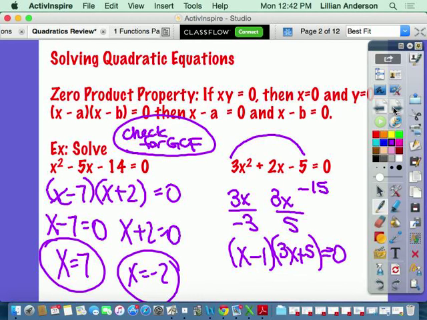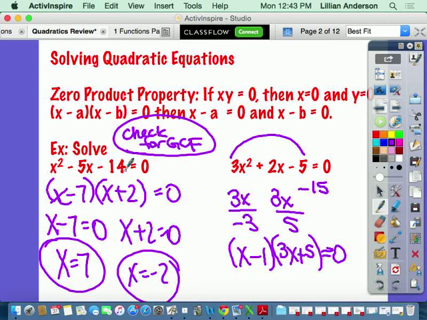The first thing we've got to go back over is the zero product property. That's if x times y equals 0, then that means x equals 0 or y equals 0. When you apply it to the factoring form, (x minus a)(x minus b) equals 0, you set both factors equal to 0, and that is the zero product property.